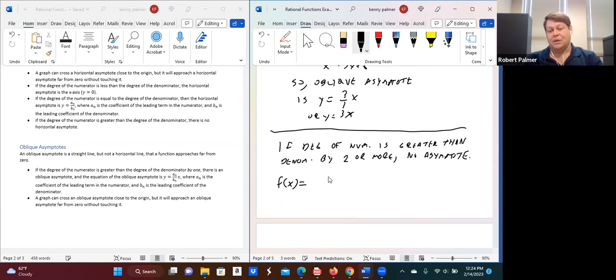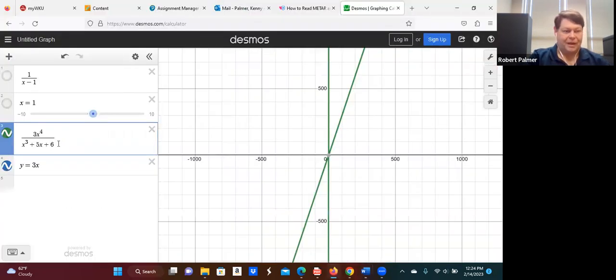So finally, let's do one more modification of this. So f of x is equal to 3x to the 4th over x squared plus 5x plus 6. Let's do this and see what that looks like. And here, there's no asymptote. So let's go back to Desmos and graph that.